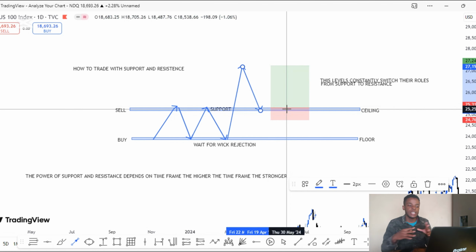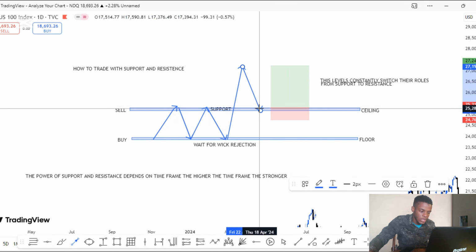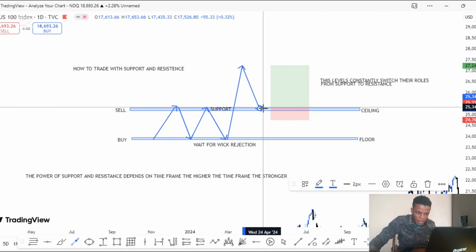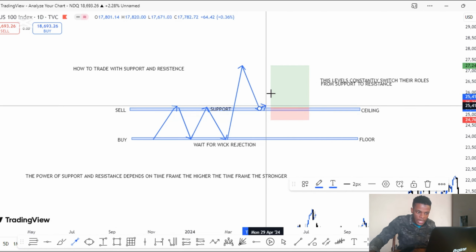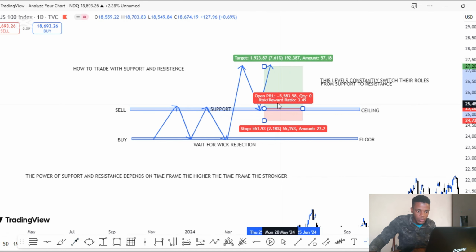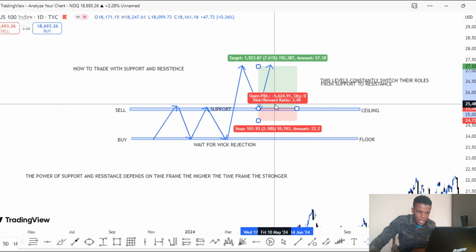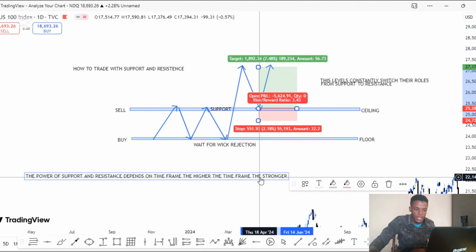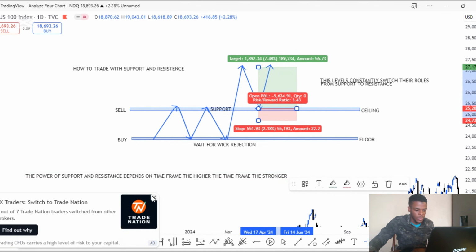Then wait for weak rejection. The market, what it can do when it comes to your support, it can give you a long weak rejection candlestick, then come back again. Then when that candlestick closes, you just have to put your stop loss below it, then you TP to your next resistance level. Then boom, you make money.